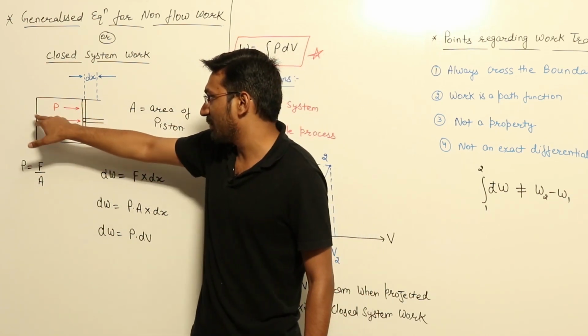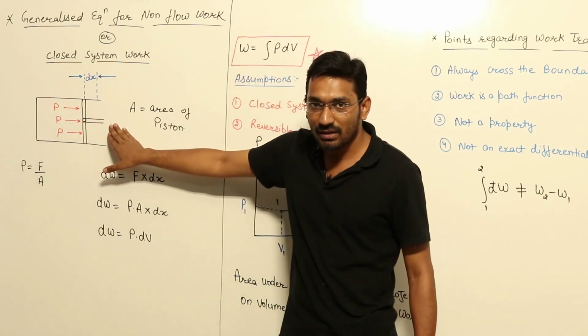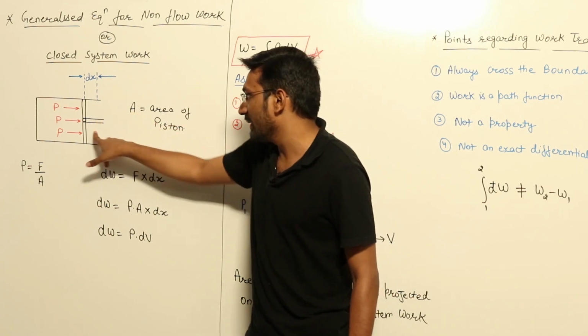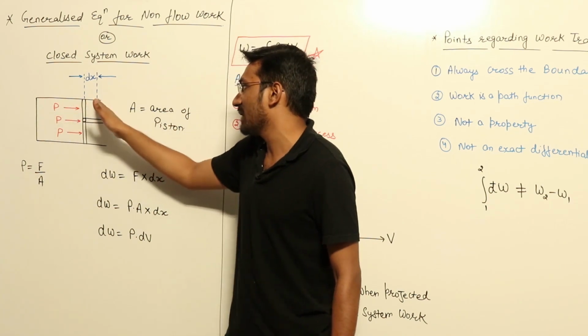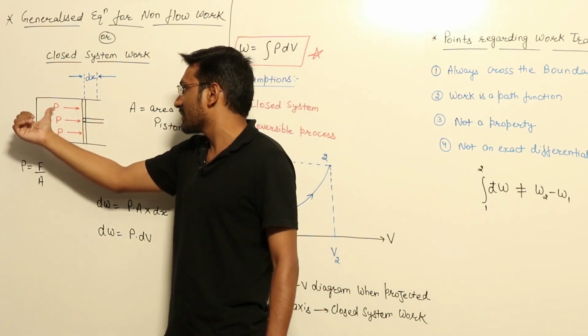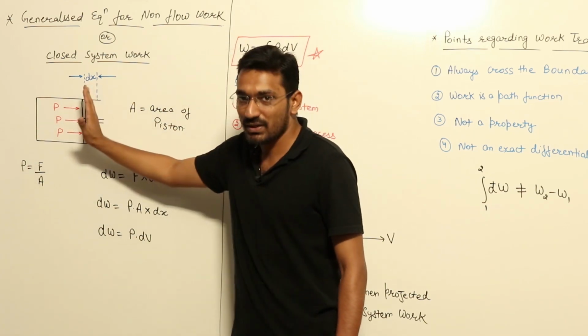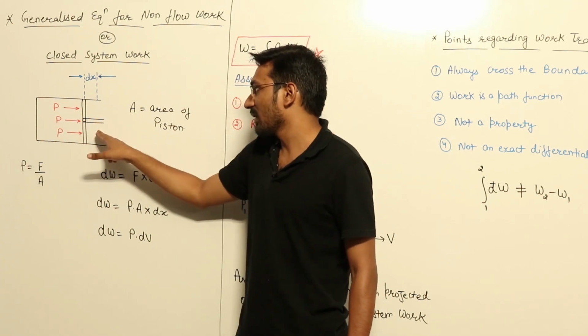If the pressure inside the cylinder is more than the pressure outside at this area of this piston, there is a pressure difference, and because of this pressure difference, this pressure will apply some force on this piston. So this piston will start moving in this direction as long as there is a pressure difference between these sides, right?